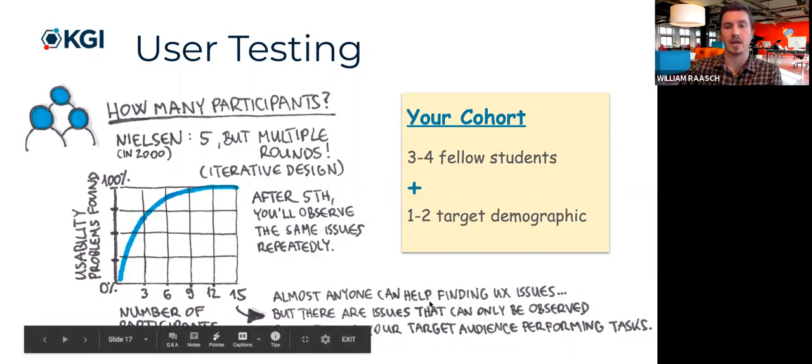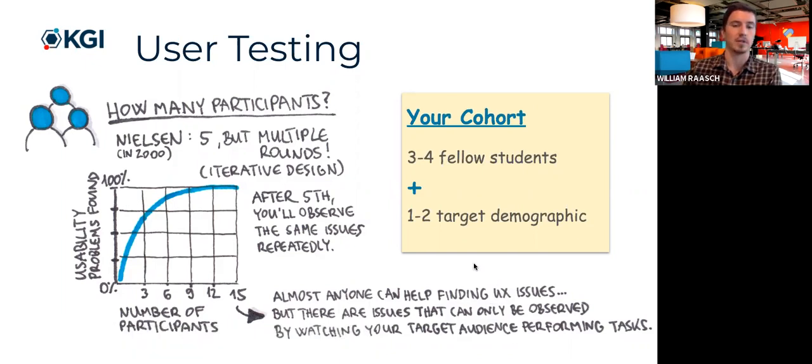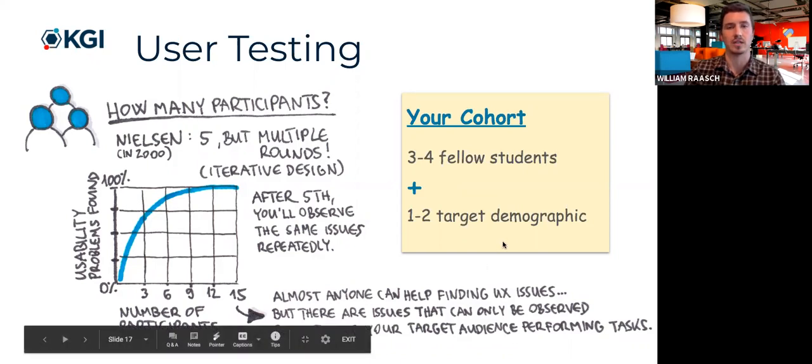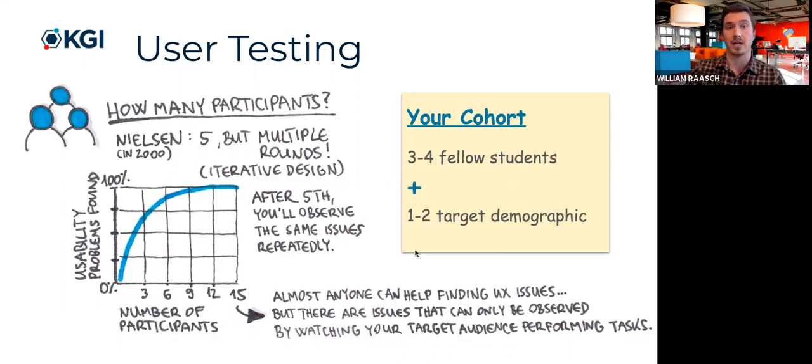Almost anyone can help with finding user experience issues, but there are some issues that can only be observed by watching your target audience perform tasks. If you're doing something, for instance, that's designed for a provider, there are some issues that only they are going to know about because they know what their day-to-day looks like. They know when they have time to go onto your app or onto the computer to use your tool. Most of these issues, yes, you can find by testing with your peers, but you're going to want to have at least 1 or 2 tests with your target demographic. So start thinking about who those people might be that you might be connected to.